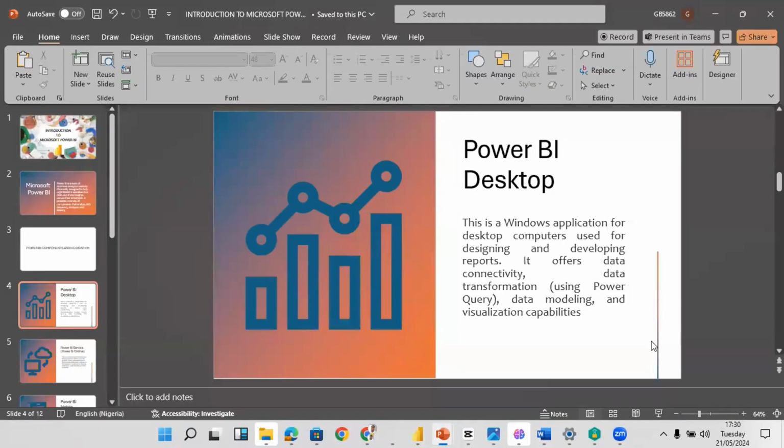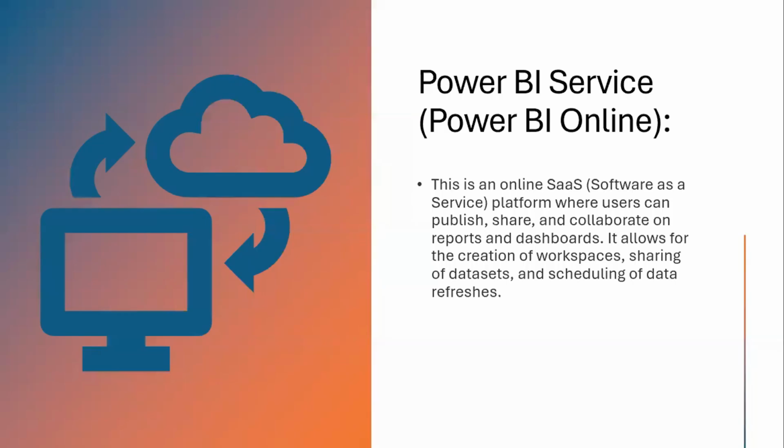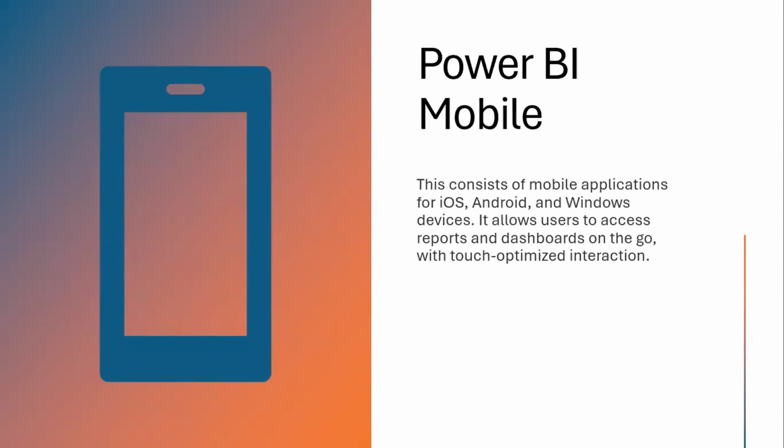So the next one is the Power BI service. Power BI service is just publishing your work to enable sharing with your colleagues and the stakeholders, those that you give access to, to see your work and make some adjustments or make some comments on your work. So that's Power BI service. You would need to have published your work inside of Power BI desktop before you go to Power BI service.